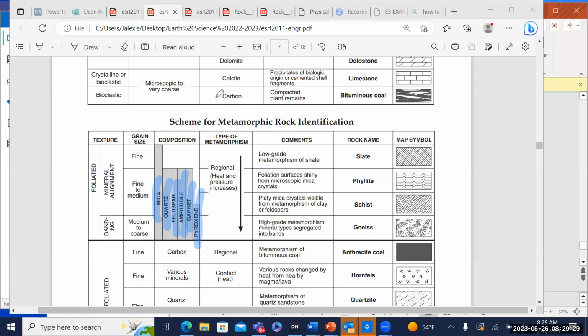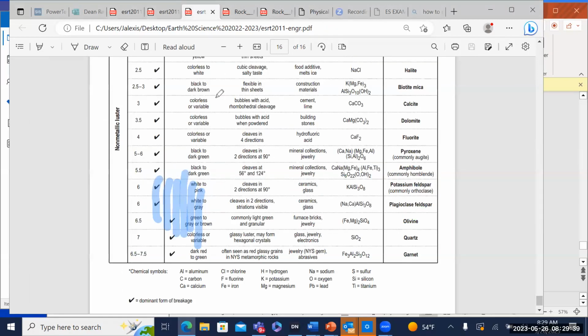So out of those 6, which one has a glassy luster and can be dark red? When I look at my reference tables, there's only one that I see. The one that has a glassy luster and a dark red color that was found in gneiss is going to be garnet.